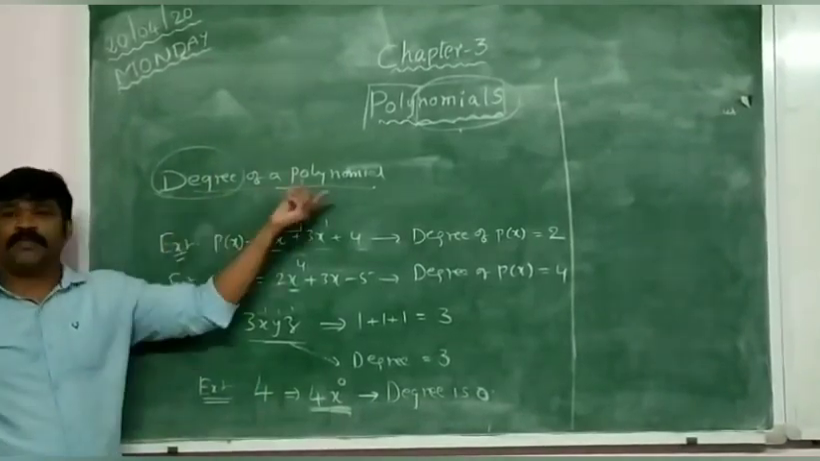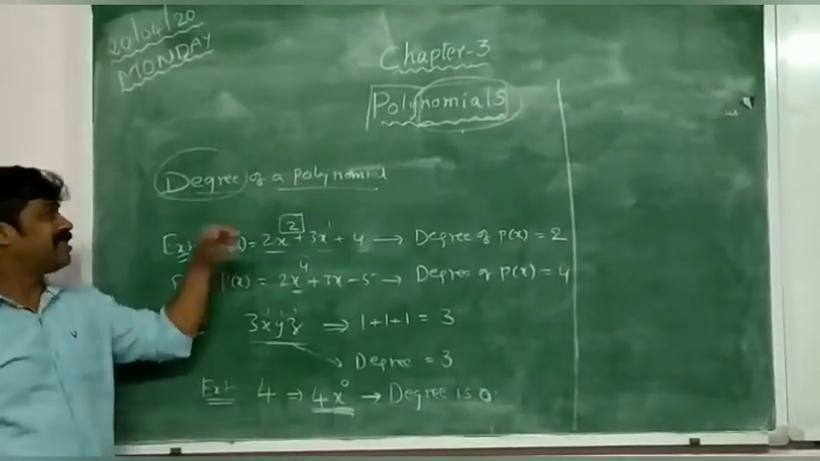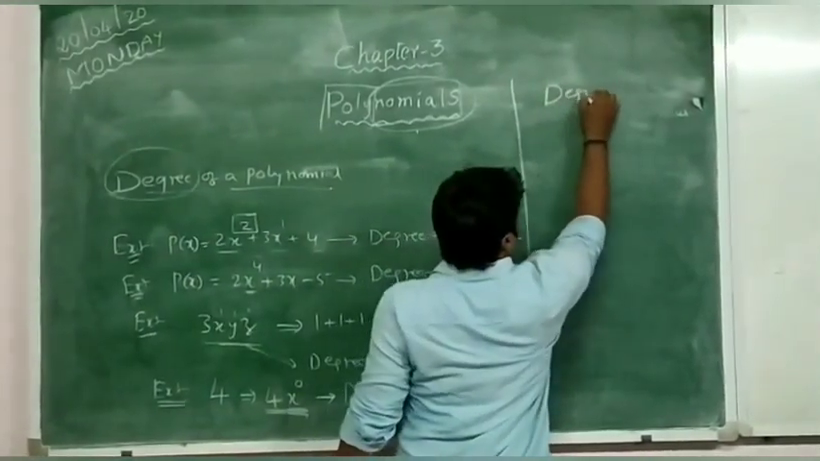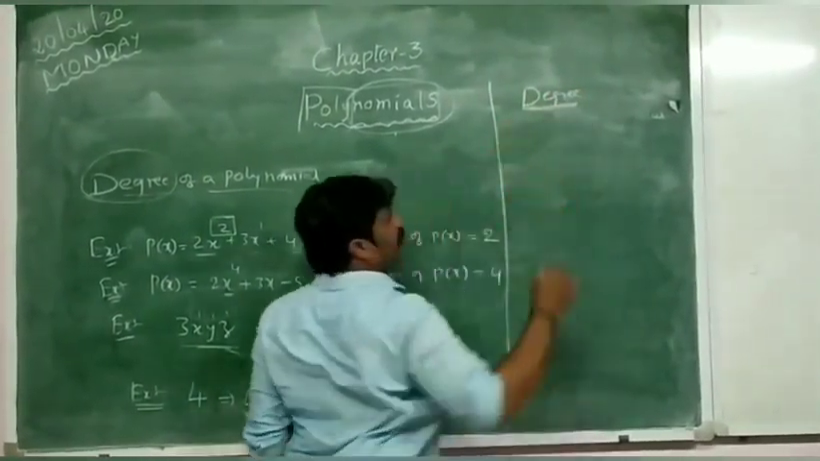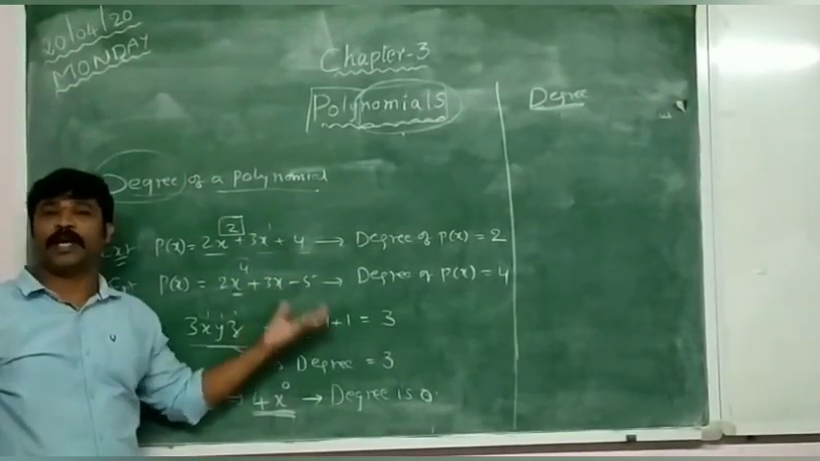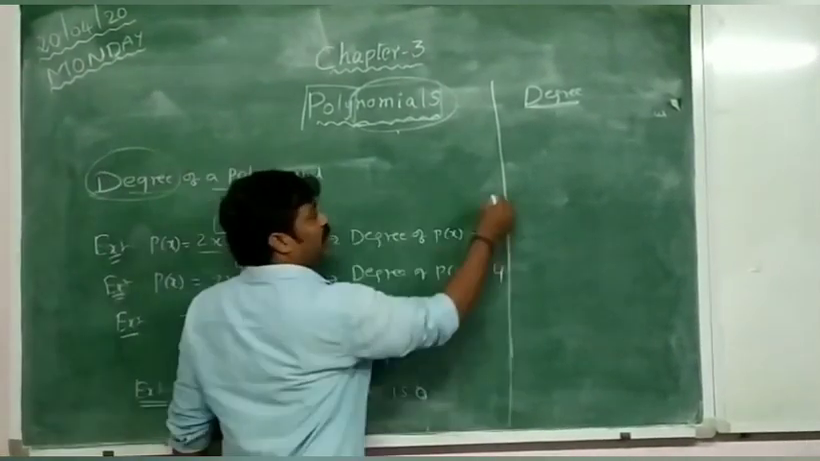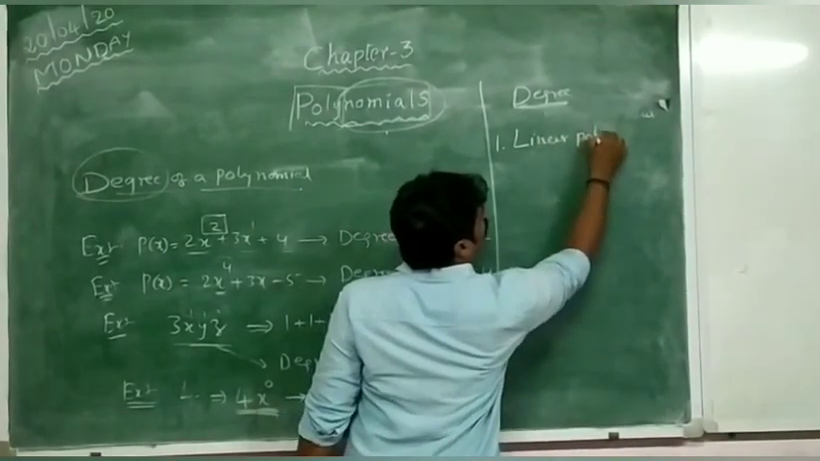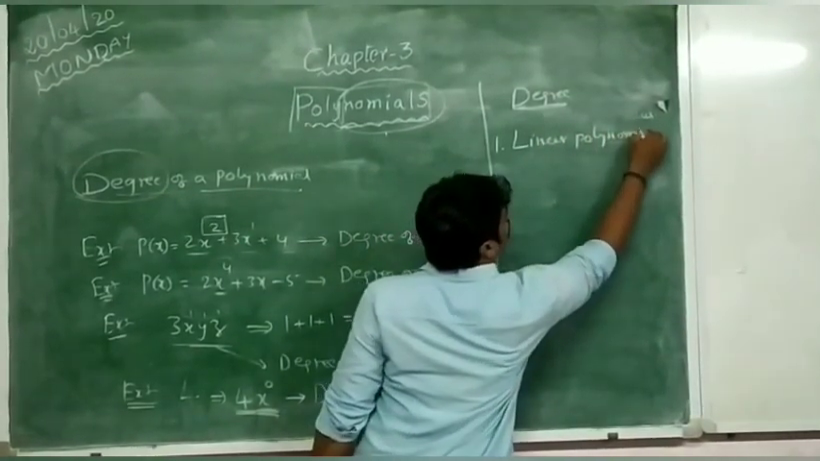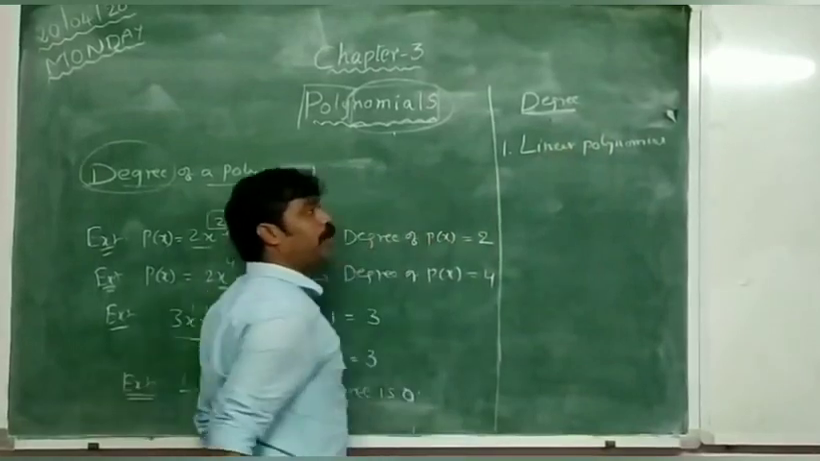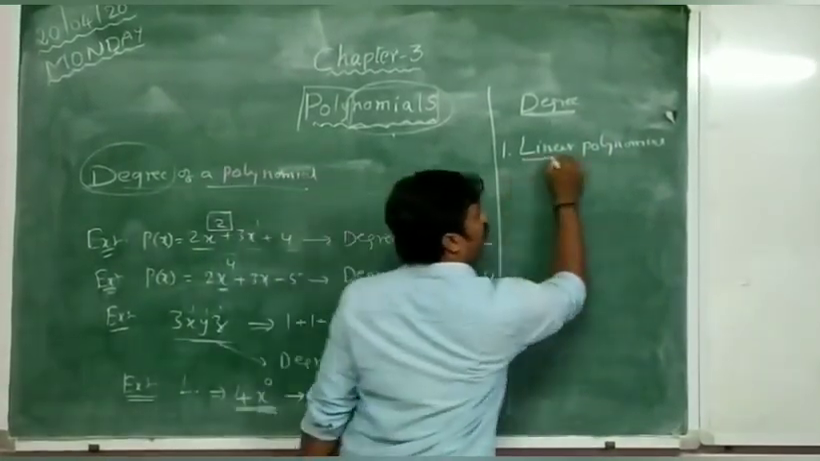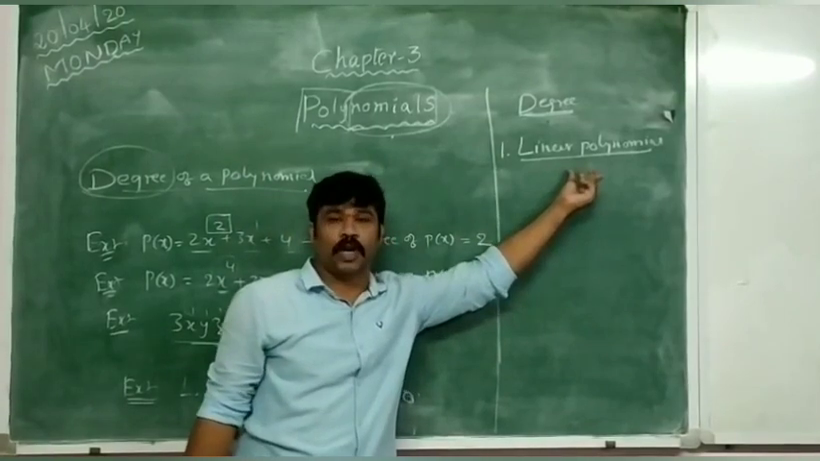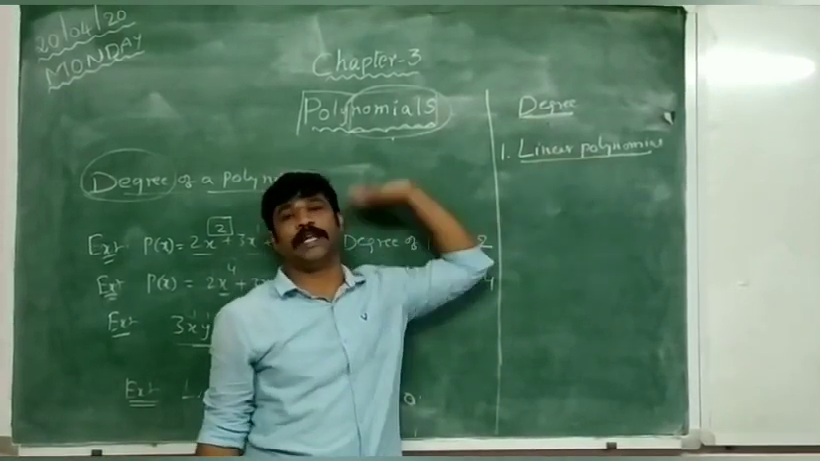Then we have different types of polynomials on the basis of the degrees. First one is the linear polynomial. So what is a linear polynomial? A linear polynomial is nothing but, in any polynomial, if the degree of the polynomial is 1, then we say that it is a linear polynomial.